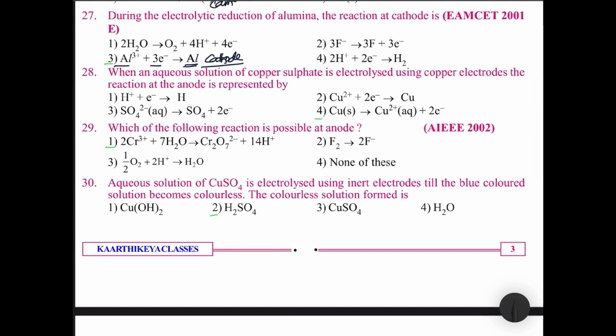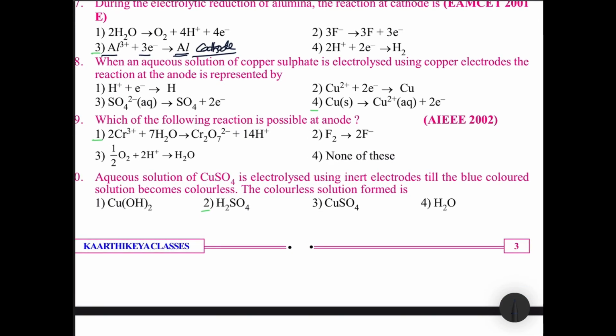When an aqueous solution of copper sulfate is electrolyzed using copper electrodes, again copper with copper means this is an active electrode. When active electrodes are there, at cathode copper, at anode copper plus 2. We'll see the question now. The reaction at anode, same. Copper is turning into copper plus 2.